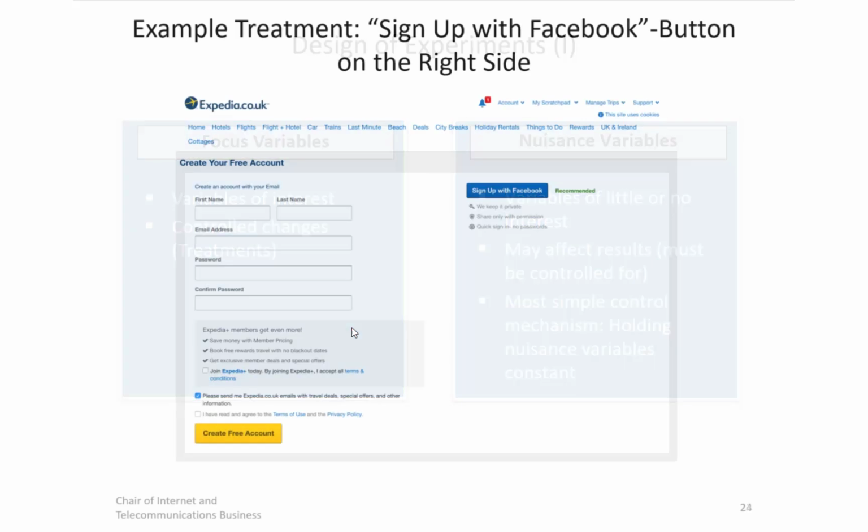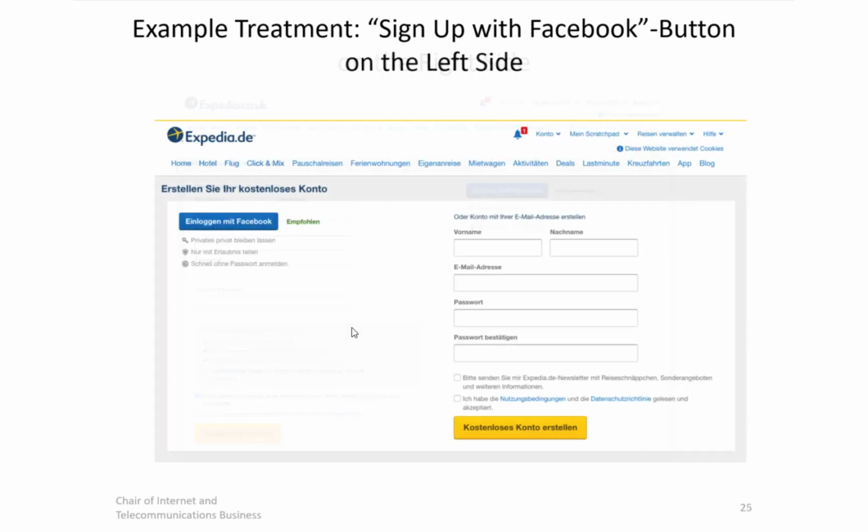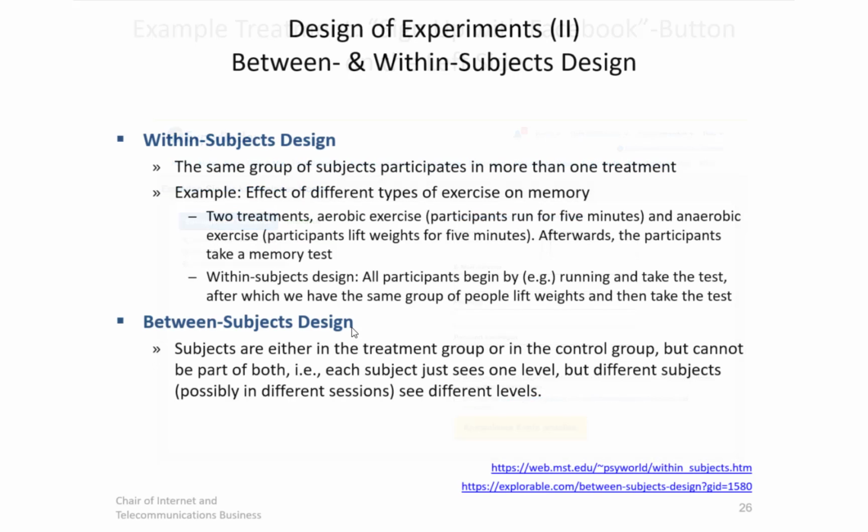Okay. For example, see here, a treatment can be a sign up with Facebook button on the right side, and another treatment where the sign up with Facebook button is on the left side. So basically what you're doing is trying to understand how the positioning on the left or right side of the sign up with Facebook button impacts how fast consumers sign up with Facebook. Yeah. Okay.